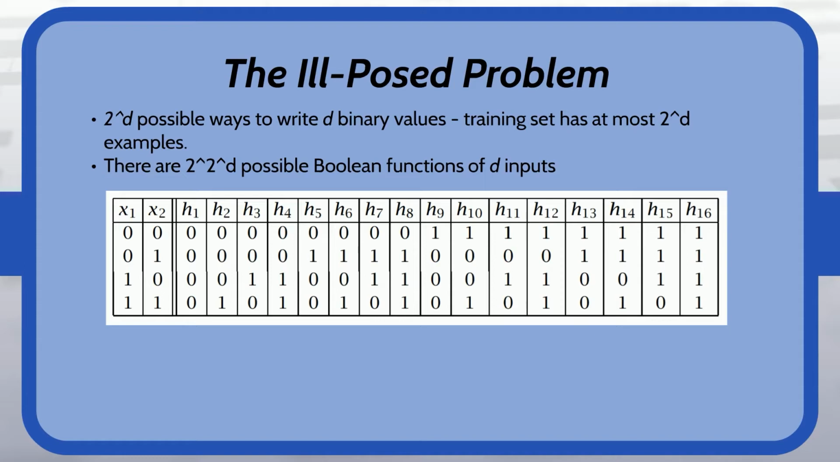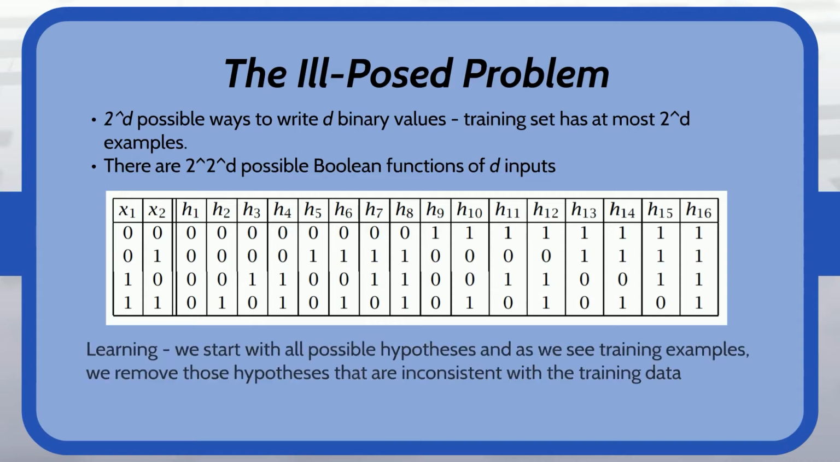And then there are going to be 2 to the 2 to the d possible Boolean functions of d inputs. So in this particular scenario, since we have 2 inputs, we are going to have 16 individual unique hypotheses, and any one of them could be correct. So the process of learning is going to be where we start with all the possible hypotheses, the 16 you have here, and as we see training examples, we're going to remove those hypotheses that are inconsistent with the training data.